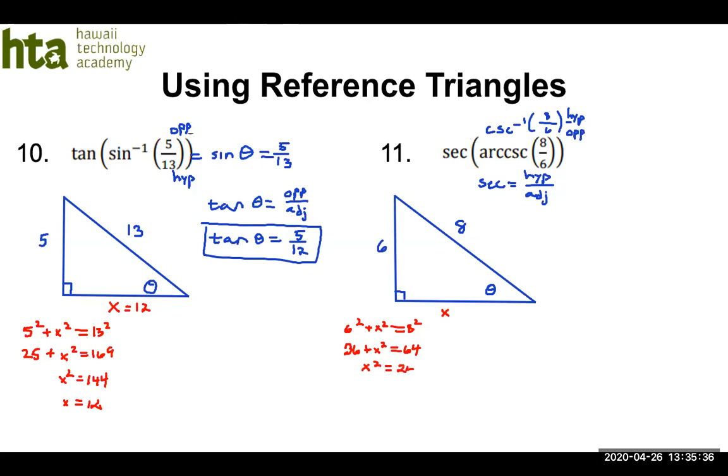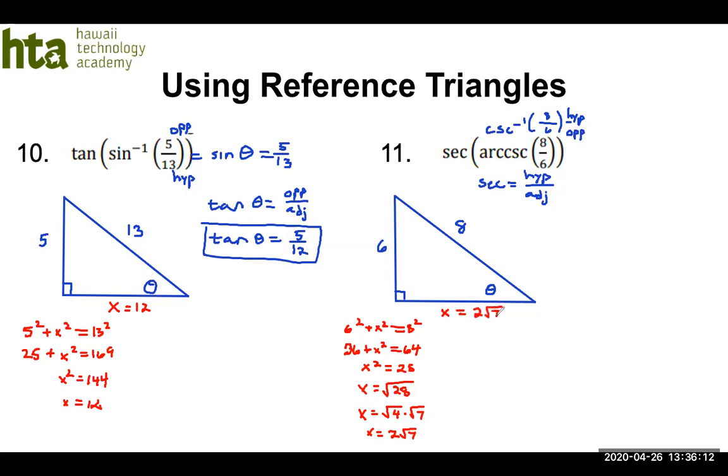Oh, 28, sorry, not 24. When I square root 28, I get a decimal. So when I get a decimal, I need to check to see if I can simplify this radical. Are there any perfect squares that can go into 28? The answer is yes, 4 can go into 28. So this is the same thing as rad 4 times rad 7. If I can simplify the radical, I'm going to simplify it. Rad 4 is 2, rad 7 stays rad 7. So this missing leg is 2 rad 7.